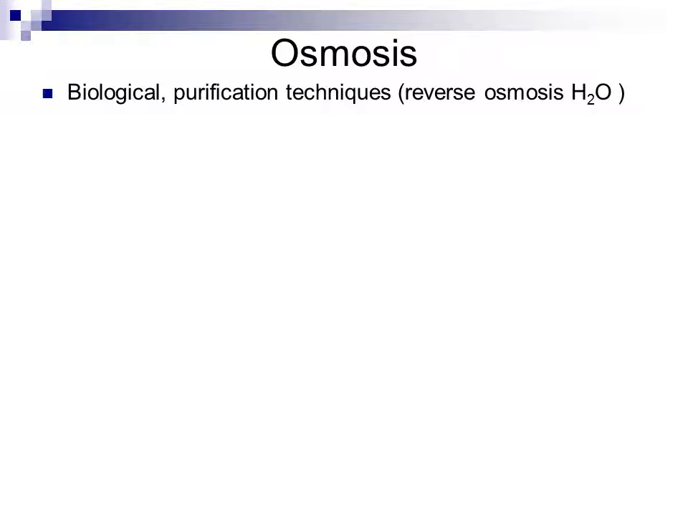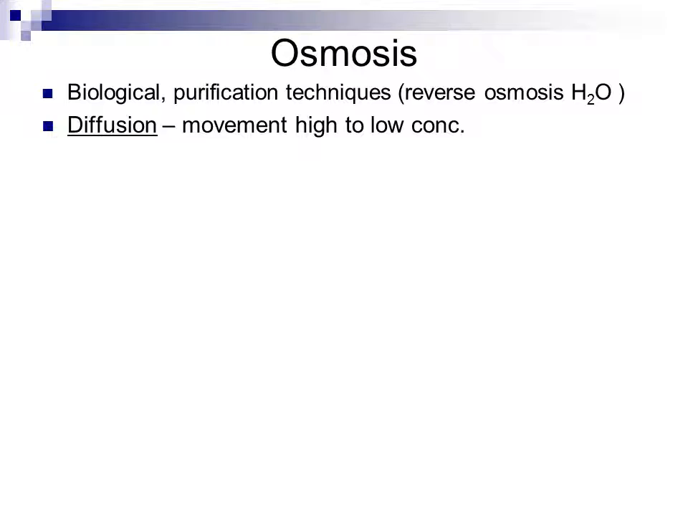Osmosis is the fourth colligative property, which we will talk about, and is important particularly in things like biological activity, in order for cells to survive, because the passing of nutrients and things across cell membranes is important for their survival. And it's important for things like purification techniques. For instance, reverse osmosis, which is used if you ever go to the grocery store and buy bottled water, often you'll see that it's purified by reverse osmosis.